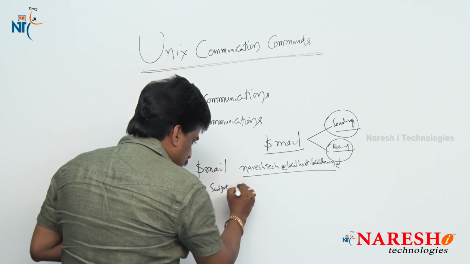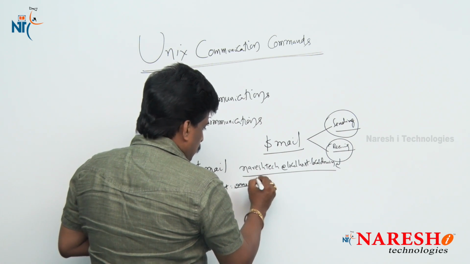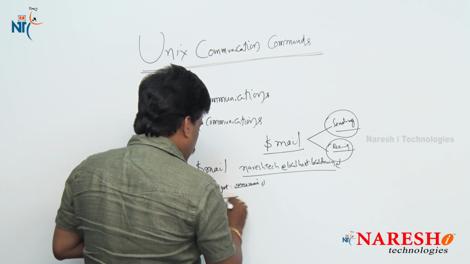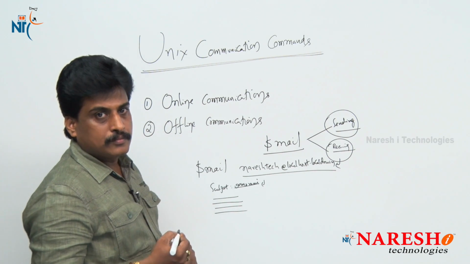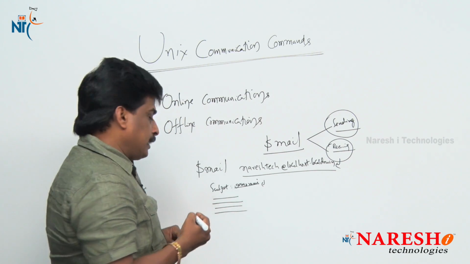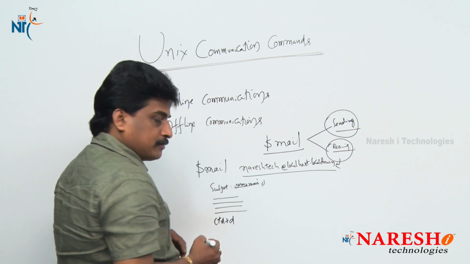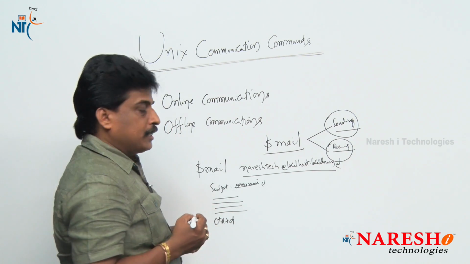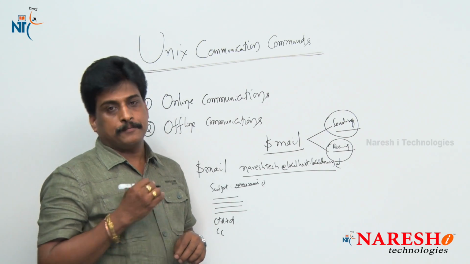Write whatever subject you require. Subject, I am writing, demo mail. After you hit the return key, it allows you to type whatever data you are going to type. Type it and hit Control plus D. Control plus D is exit. And immediately it gives CC, carbon copy.